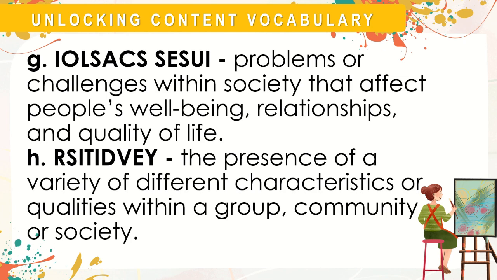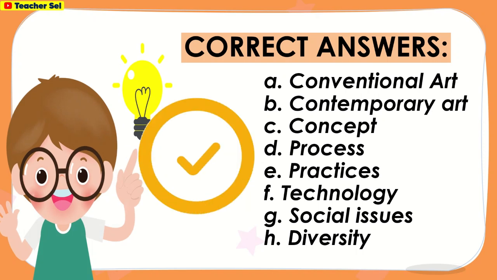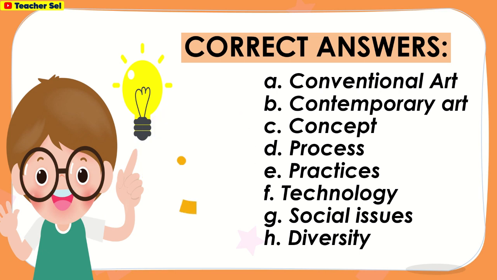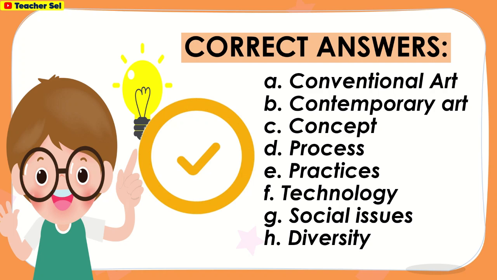G, problems or challenges within society that affect people's well-being, relationships, and quality of life. H, the presence of a variety of different characteristics or qualities within a group, community, or society. Here are the correct answers: conventional art, contemporary art, concept, process, practices, technology, social issues, diversity.